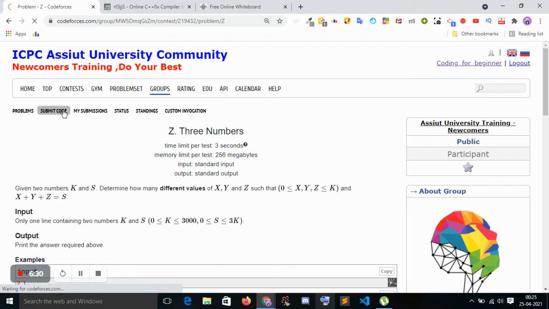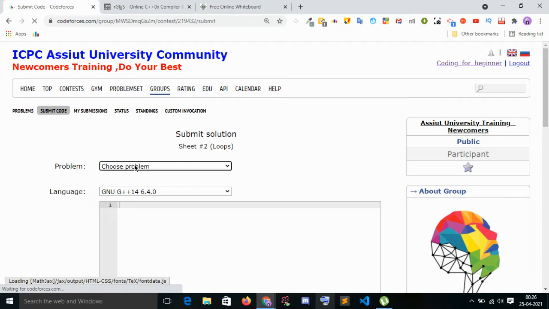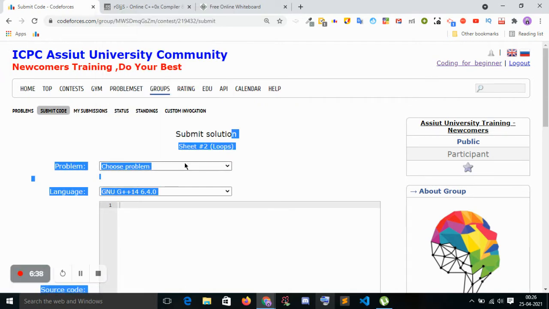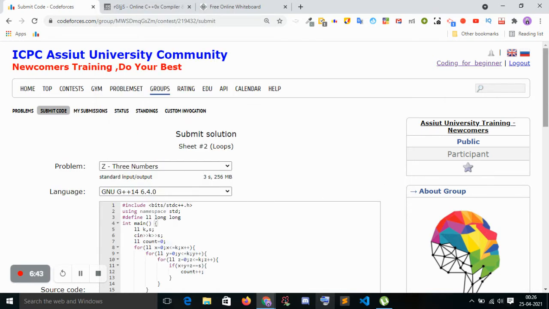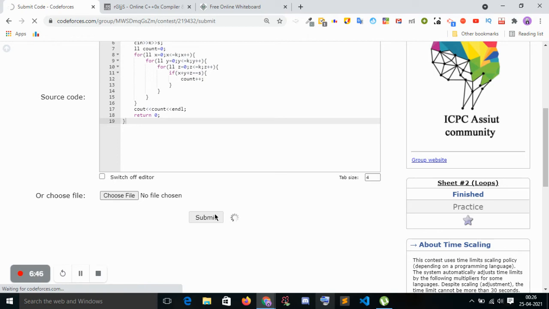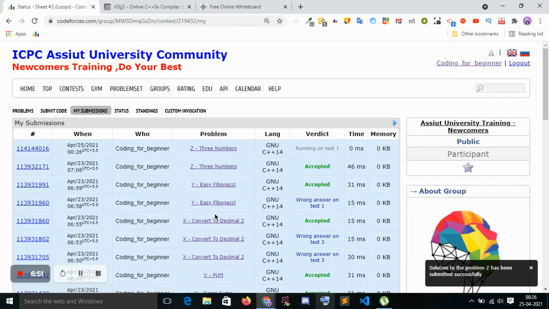Now we'll submit it. It's our brute force approach, and let's see what will happen. Now I will submit this question and check whether it is getting correct or not. Running on test 1. Now running on test 3 right now. Still on test 3 we are working. So let's see.